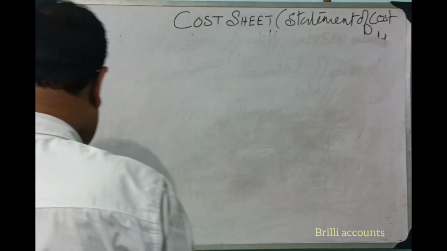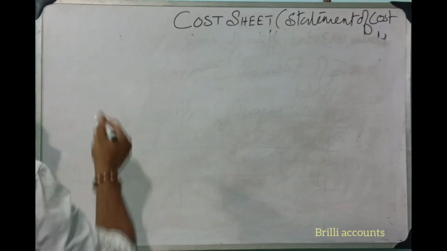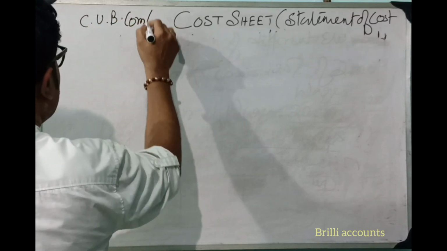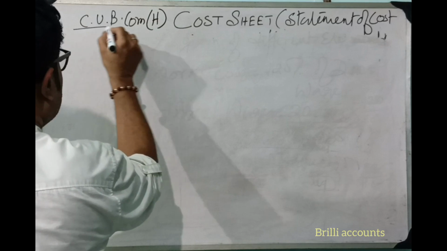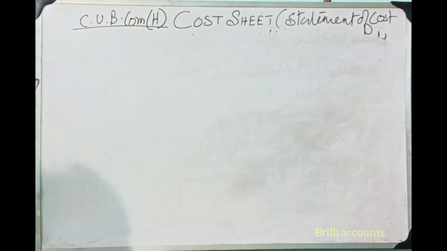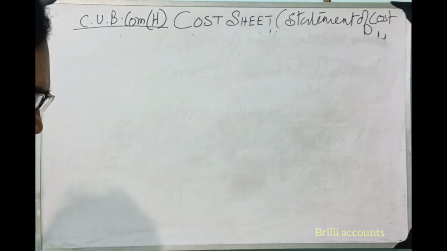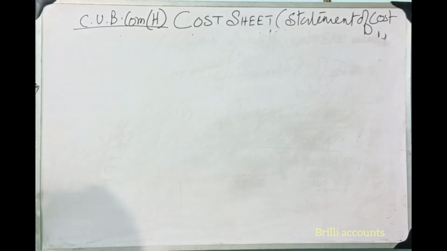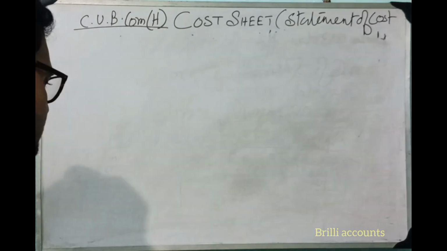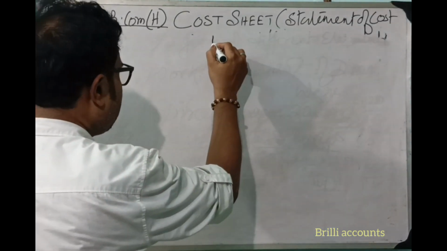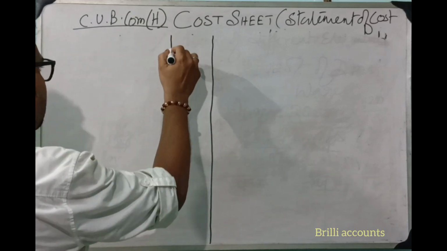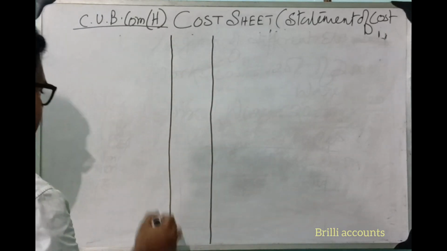The sum I'm going to do is a CU BCom honors sum. Here, the finished goods cost is not given. I have to calculate it, and I will show you how to calculate and how easily you can remember this. Again, I am just bifurcating my board so that I can fit the sum over here.